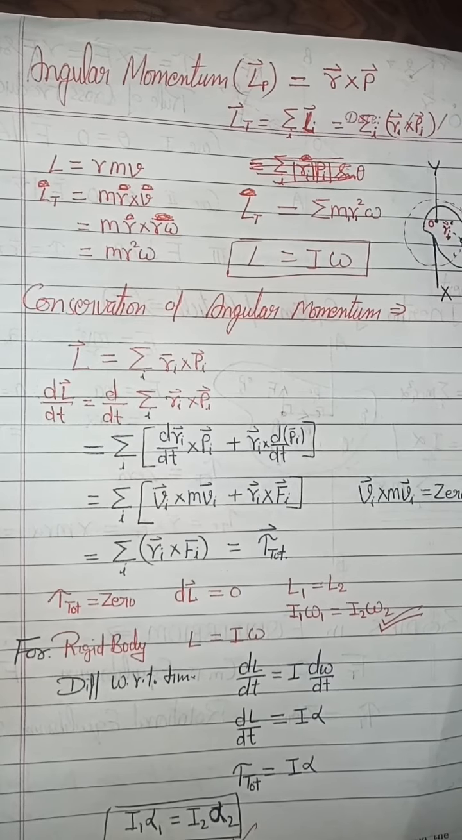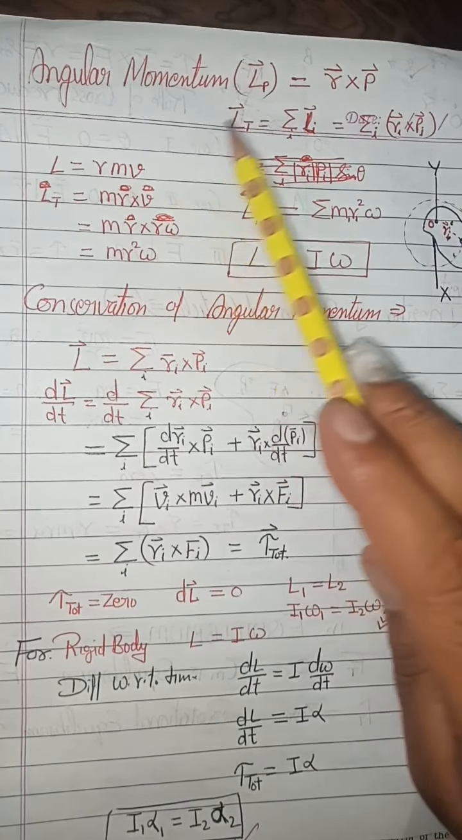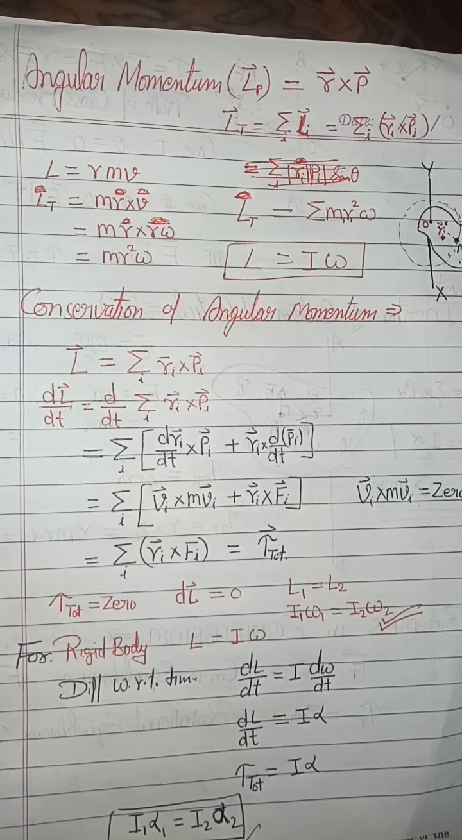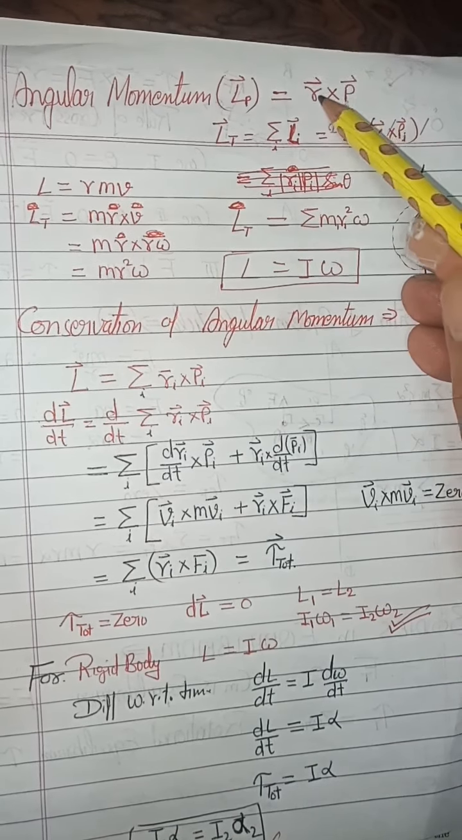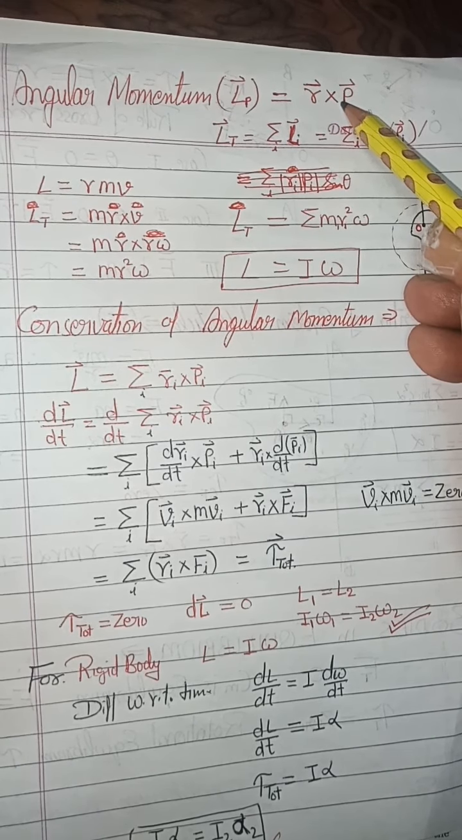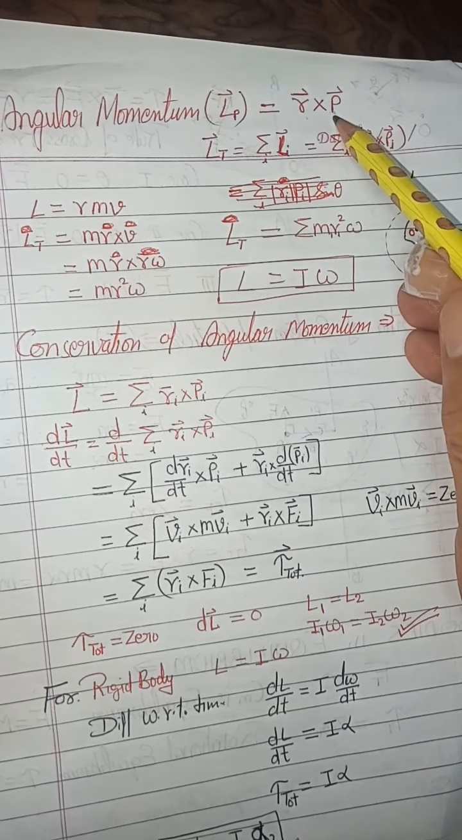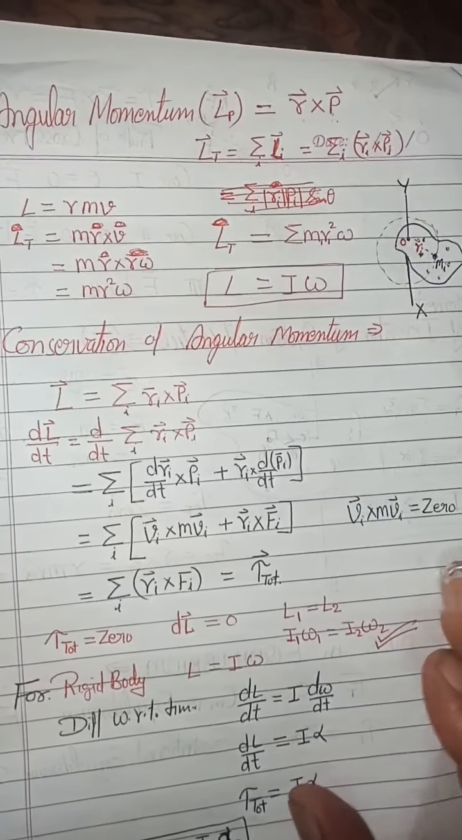First of all you should know what is angular momentum. Before this we have studied linear momentum, which is represented by capital P, the product of mass and velocity. But here it is angular momentum, which is represented by L, and which is a vector quantity defined as moment of momentum, r cross p. As you know, torque is also called moment of force, so angular momentum is called moment of momentum. So r cross p is called angular momentum for a particle.